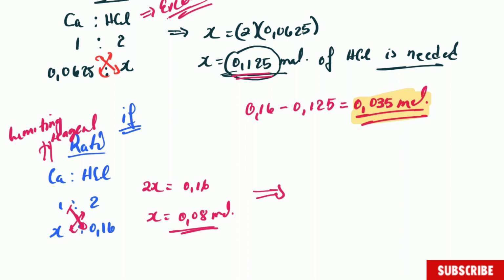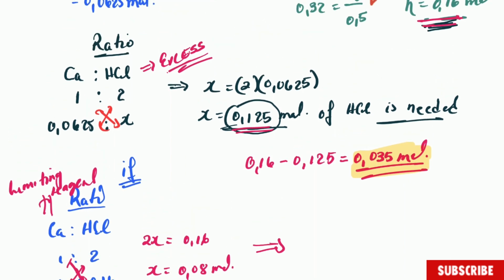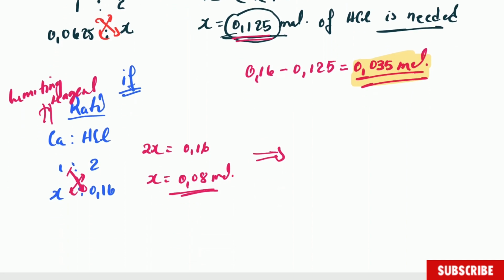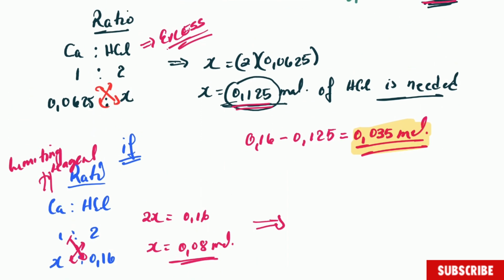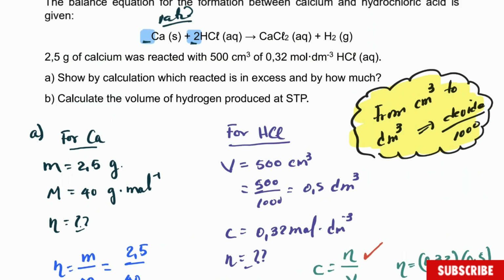This is just luck, guys. If you do this one at the beginning and you determine, okay, this one is in excess, end of story. But if you did it this way and you instead determine the limiting reagent, then you still have to go back and repeat this process once more. It's quite simple. So that is the answer for A.